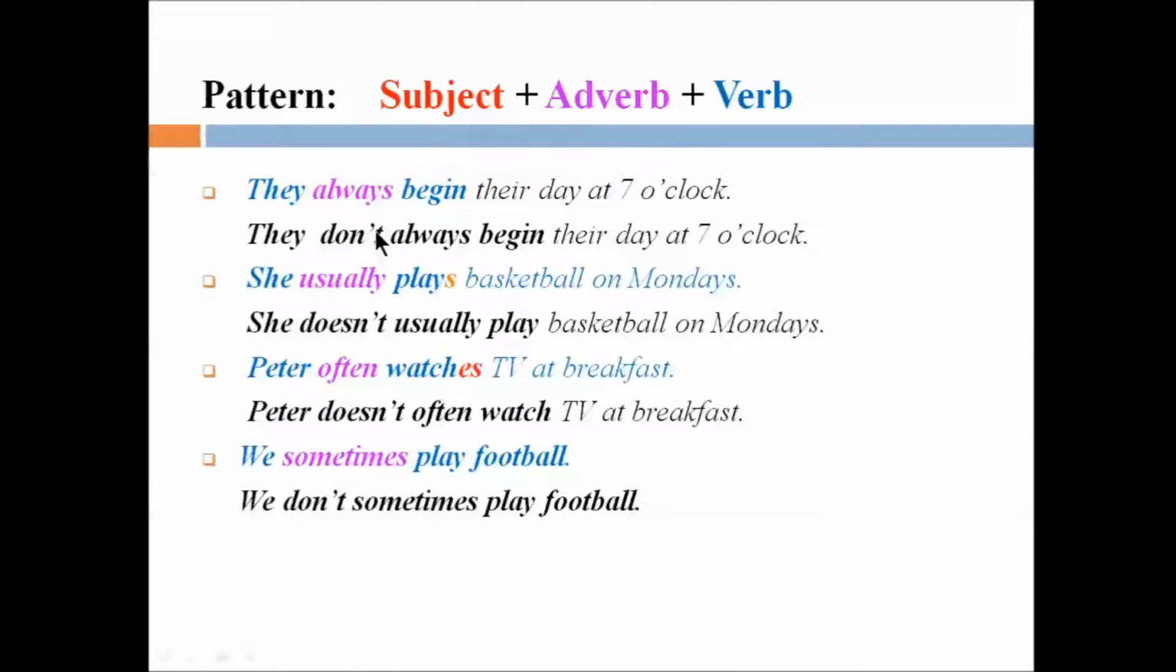But if you have the auxiliary verb don't or doesn't in the negative form, put the adverb of frequency after don't or doesn't here. Okay, one more example. She usually plays basketball, and then it becomes the negative one: she doesn't usually. See? She doesn't usually. Put the adverb of frequency between don't or doesn't and the main verb. Okay.